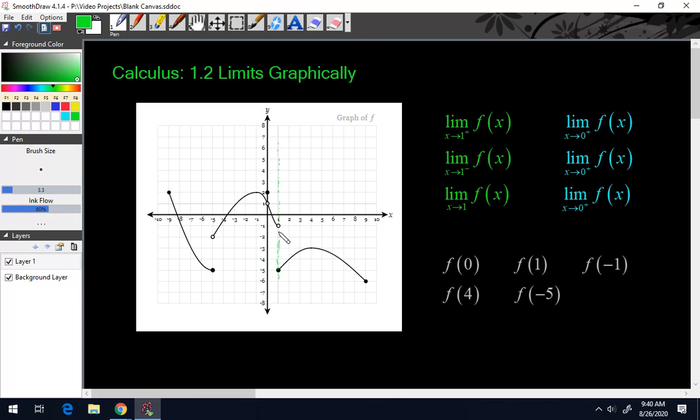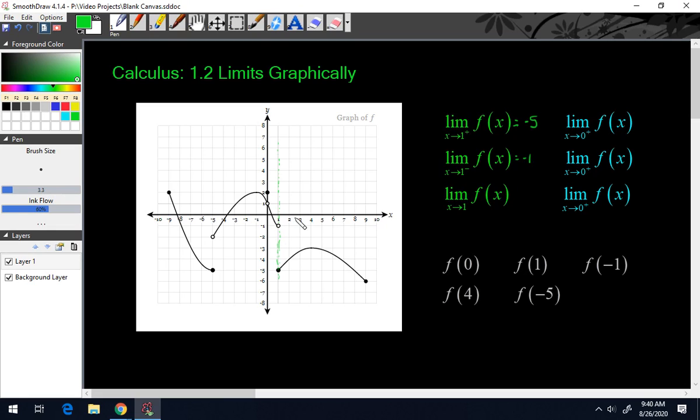As we approach 1, we look at the graph from the right. So the right side of 1, the graph is right here. And as we get close to 1, the graph, y value wise, converges to -5. So our answer here is going to be -5. What is it as we approach from the left? As we go from the left, we follow the graph as we approach 1, and the y value here is at -1.